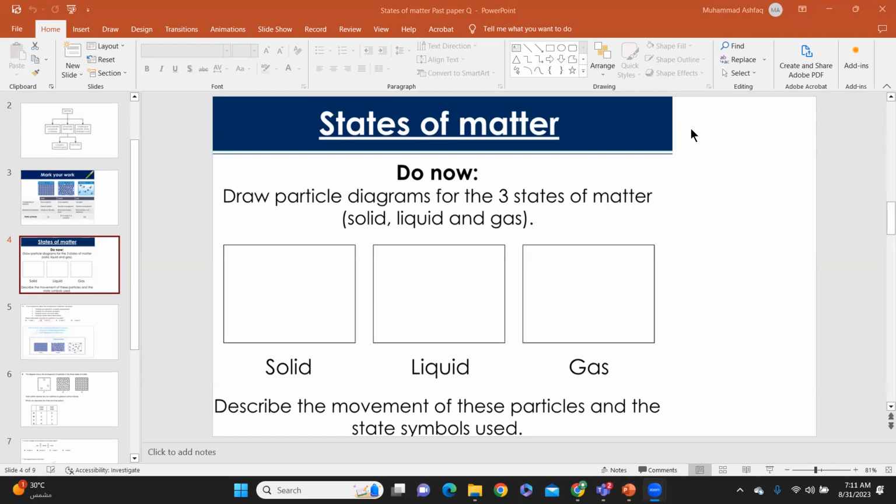If it is in the gaseous state, what should be the state symbol? Liquid state or solid state? What should be the symbols? Okay, everyone, please. You have only 3 minutes. Please don't talk.